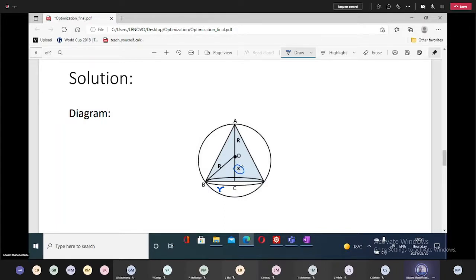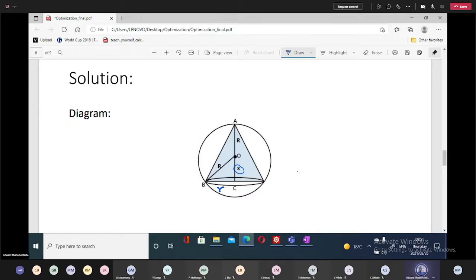The shape of the cone will be determined by the value of x. If x gets closer and closer to 0, what happens? Basically it will depend on the value of x. So let's solve this problem.